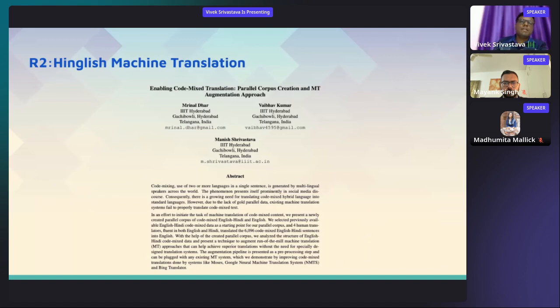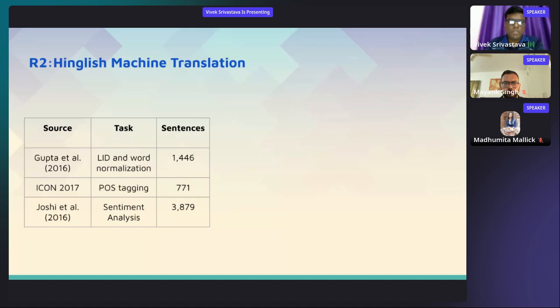The second data set that we have is for machine translation, and this is very specific to the English language that we have been talking about. This dataset came around 2018, and at that time they picked three already available resources from the literature, which had different tasks as their original setup.